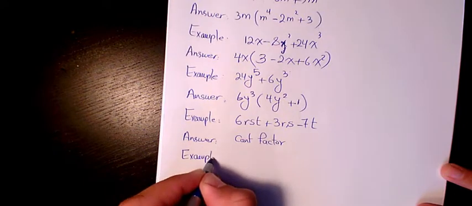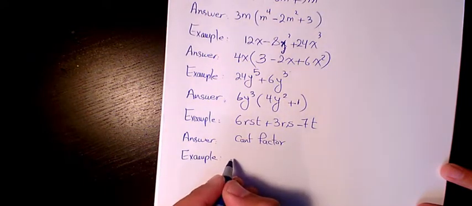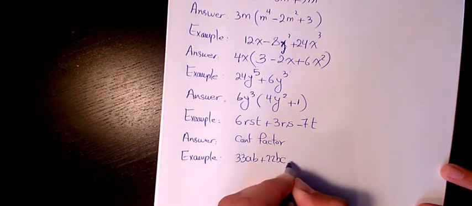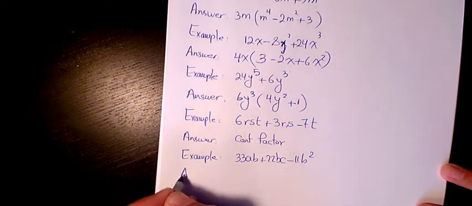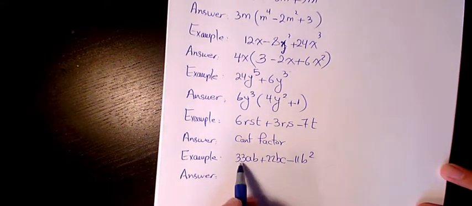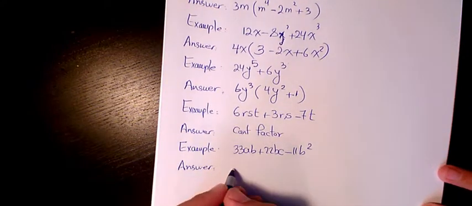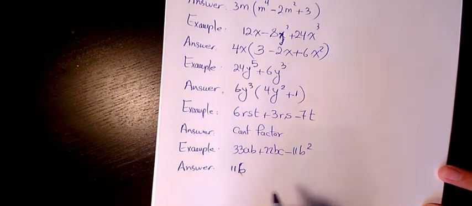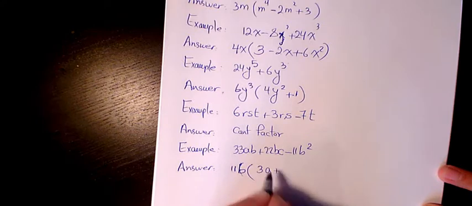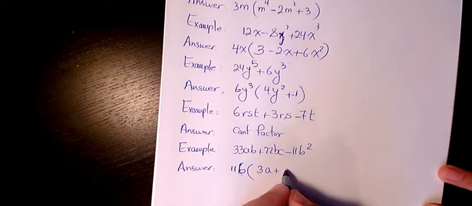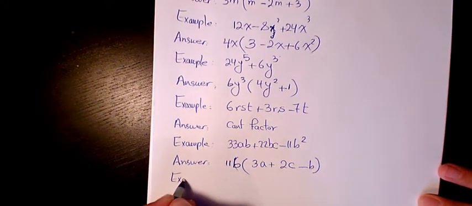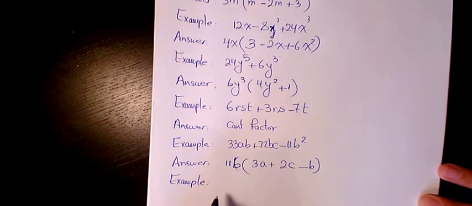Next example, we have 33ab plus 22bc minus 11b squared. Answer will be 33, 22, negative 11. You can factor 11. And also b is common between all of them, so I can factor b as well. So 33ab divided by 11b is going to be 3a. 22bc divided by 11b is going to be 2c. And here we have b.